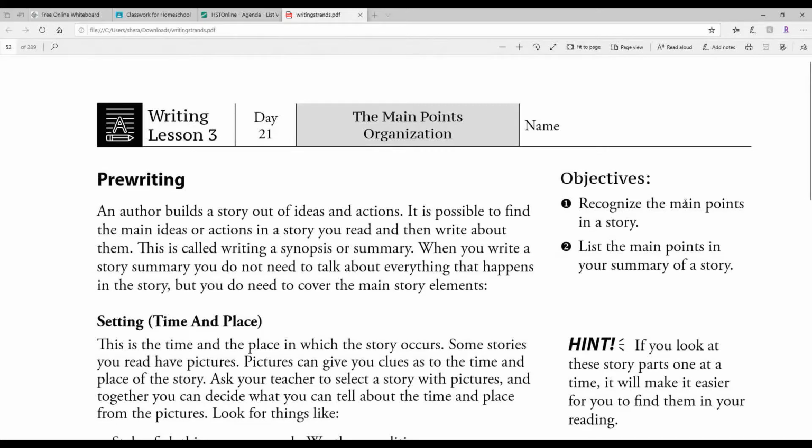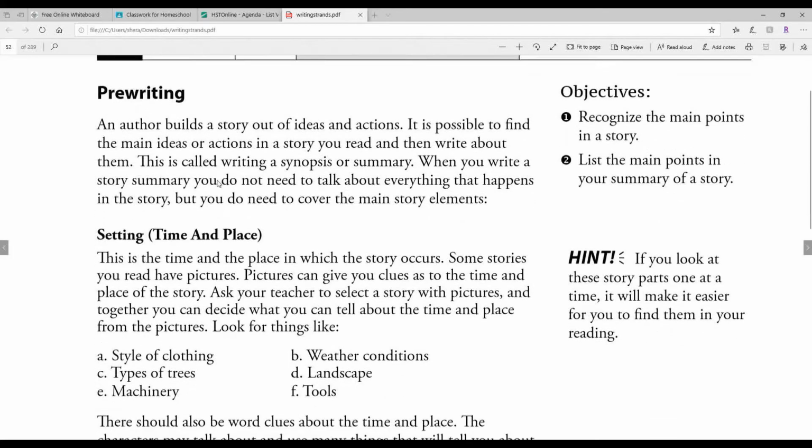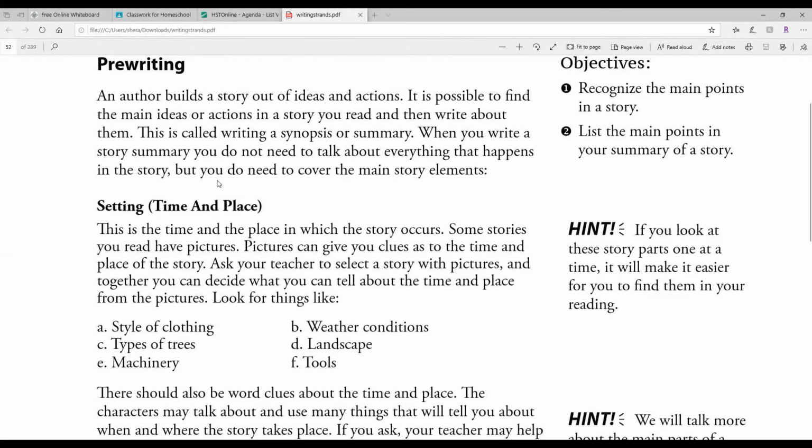The main points, I guess you might want to call it, or actually not even the main points, but just the parts of a story, an organization. Now, an author builds a story out of ideas and actions. It's possible to find the main ideas or actions in a story you read and then write about them. This is called writing a synopsis or a summary. When you write a story summary, you don't need to talk about everything that happened in the story, but you do need to cover the main story elements.